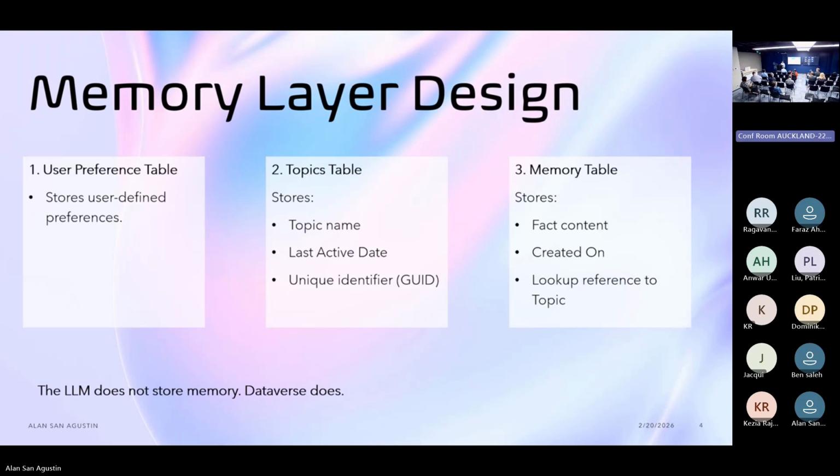For the architecture, I'm using three types of tables. The user preference table holds instructions for the agent on how you prefer your answers to be. I've got a topics table, where I store topics of discussion, like project A, project B. Then a memory table, where the facts regarding that topic are stored. It's a Dataverse lookup to the topics table.